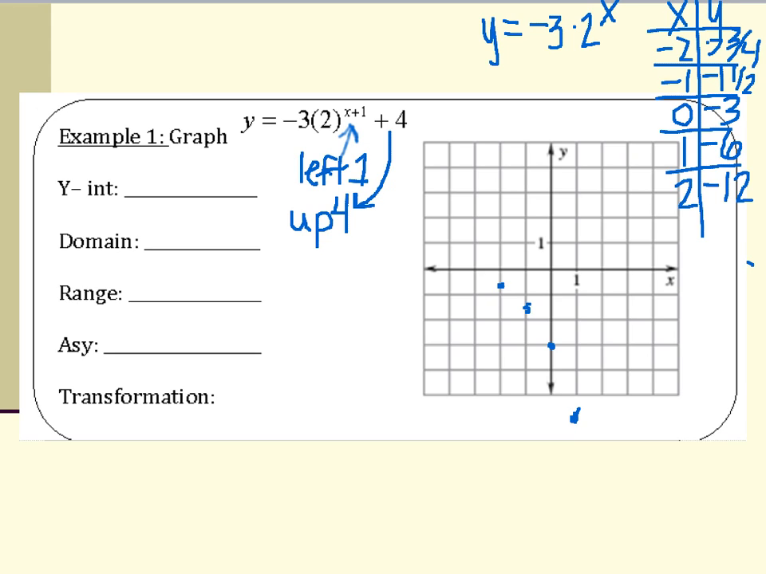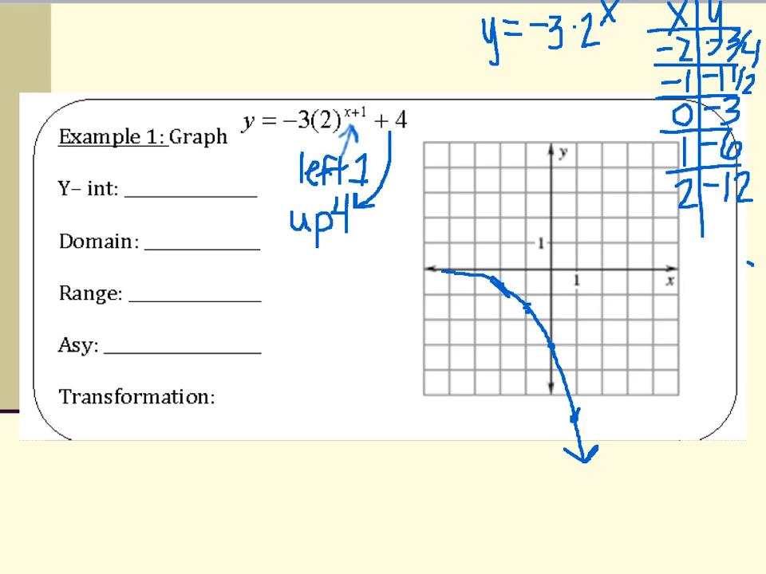And the rest is going to be off the graph, so I'm just going to draw my curve in. So this is what this curve will look like. But we've got to remember, we've got to make some translations here. I need to go left 1 and up 4 with this whole entire graph.